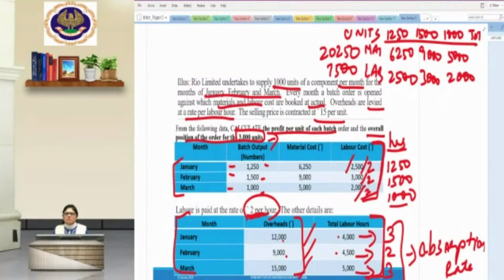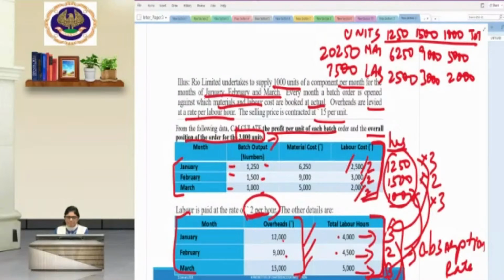On the basis of the absorption rate, you have to calculate the overheads for this batch. Clear? So rate is here, hours are here. Just multiply 1250 into 3, 1,500 into 2, 3 into 1. Now you can calculate the overheads also. How much are the overheads? 1250 into 3 is 3750. 1,500 into 2 is 3,000, and 3,000. So these are the overheads we have calculated.